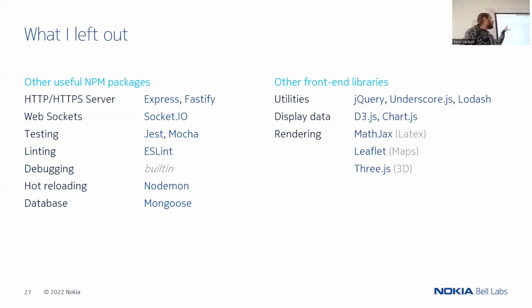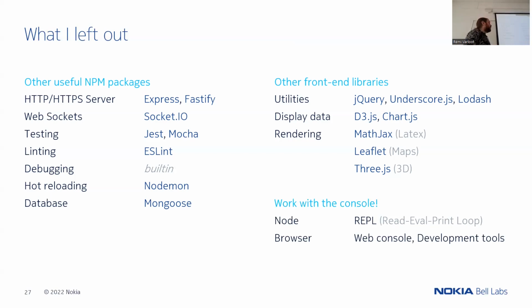That's mostly backend. Concerning the front end, we mentioned jQuery as a great utility to access the DOM. Two other very common utility libraries, sorry, are Underscore.js and Lodash. And then for displaying data, because that's something we love to do, I mentioned D3. Chart.js is a little simpler to use for just displaying charts, but with fewer possibilities as well. If you want to do LaTeX in your web page, MathJax. And then if you need 3D or maps, you have Three.js and Leaflet. If you need those, it's good to have a name somewhere written down.